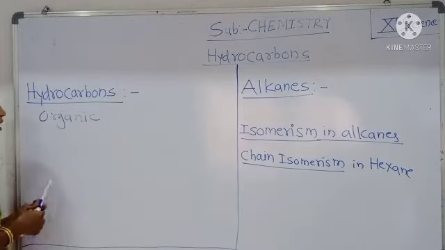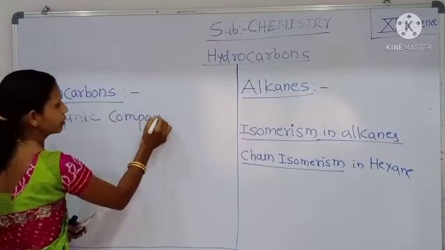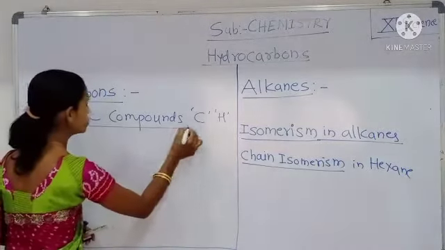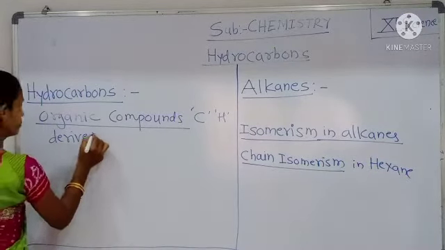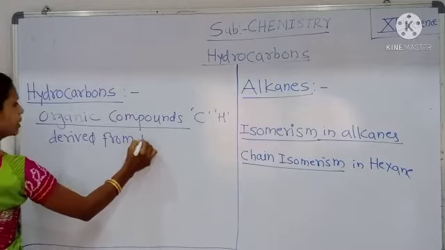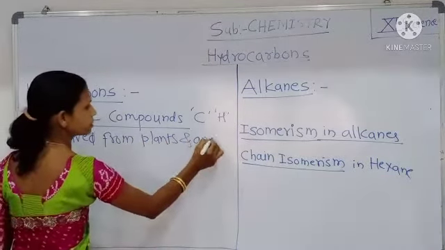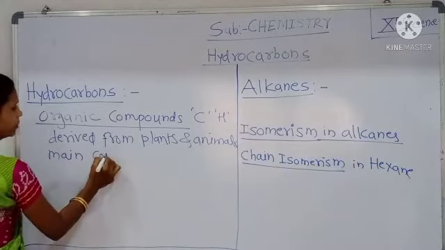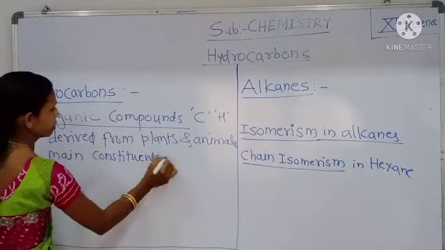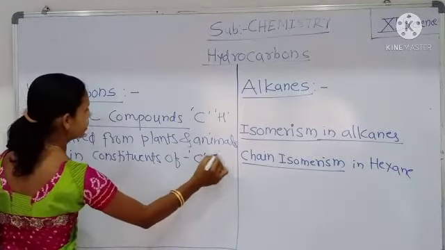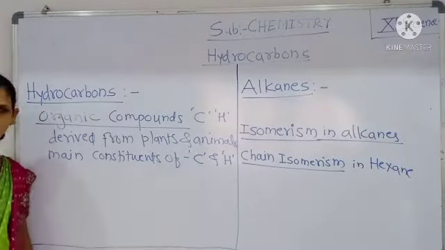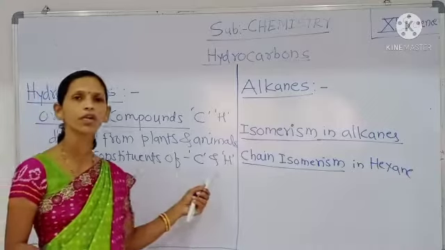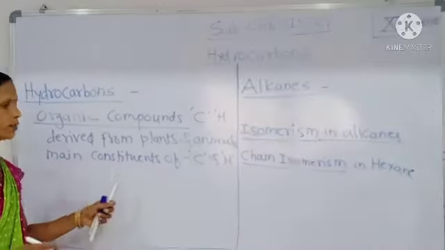These are the organic compounds which contain carbon and hydrogen, or these are the organic compounds which are derived from plants and animals, and the main constituents of these compounds are carbon and hydrogen. Hence, they are called hydrocarbons. These are the organic compounds of which the main constituents are carbon and hydrogen.